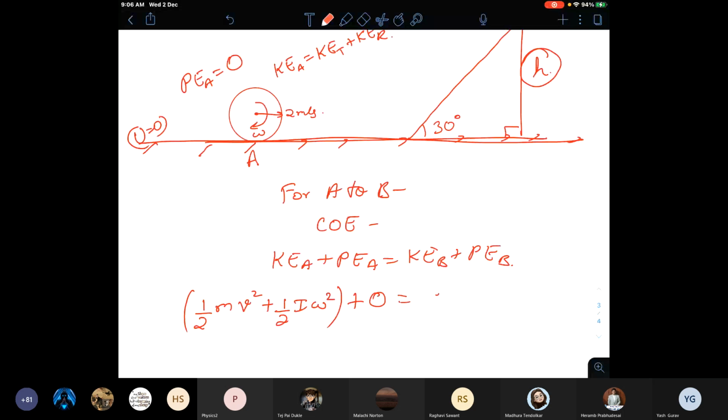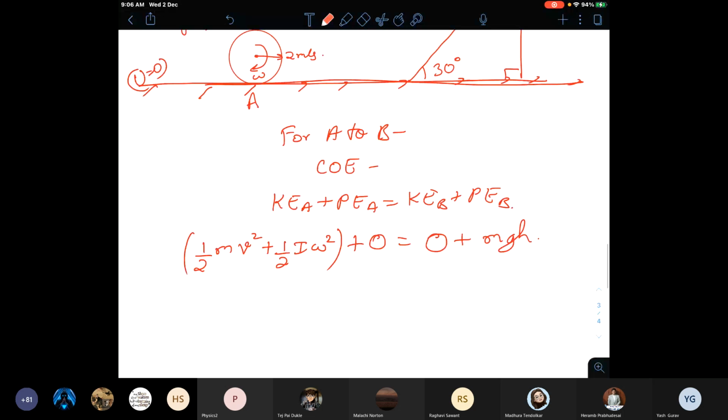Kinetic energy at B is 0. What is potential energy at B? mgh. This is the h which I want to find out. Now see, velocity is given to me as 2. Okay, no problem in that.